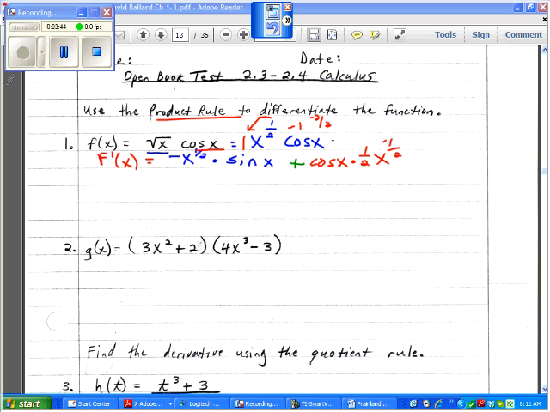Now we'll clean that up with the negative exponents and the fractional exponents, and so now we're going to have f prime of x is equal to negative, what's the 1/2 power? Square root. So we're going to put that back like that now. Negative square root x sine x. And then we've got this 1/2 here. So we're going to put the coefficient first, 1/2 cosine x.